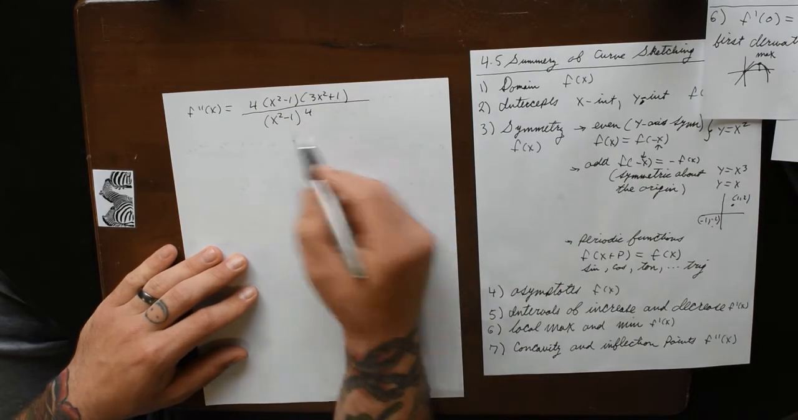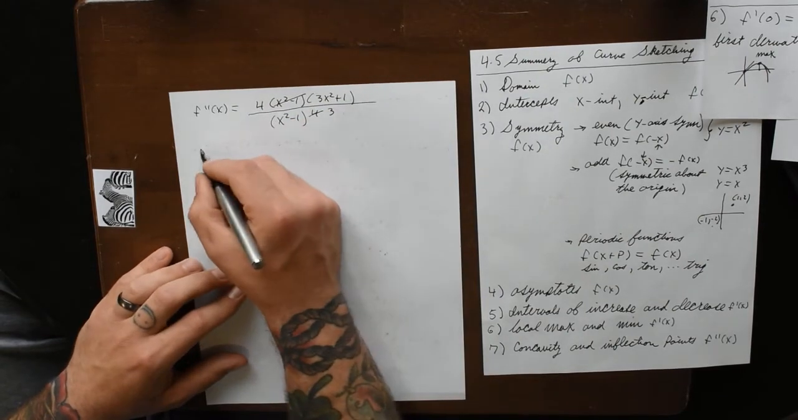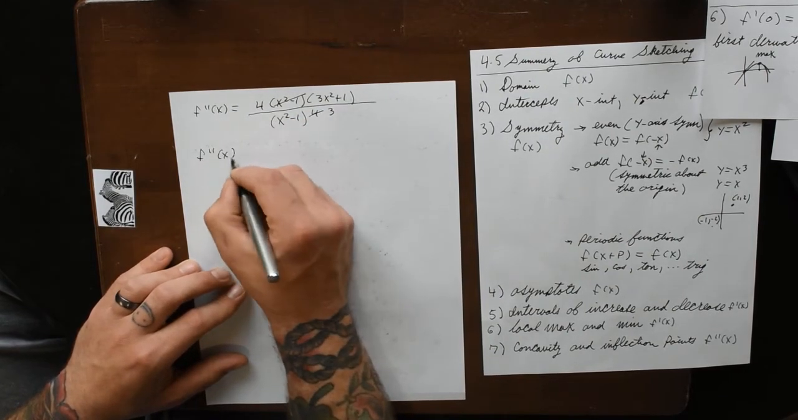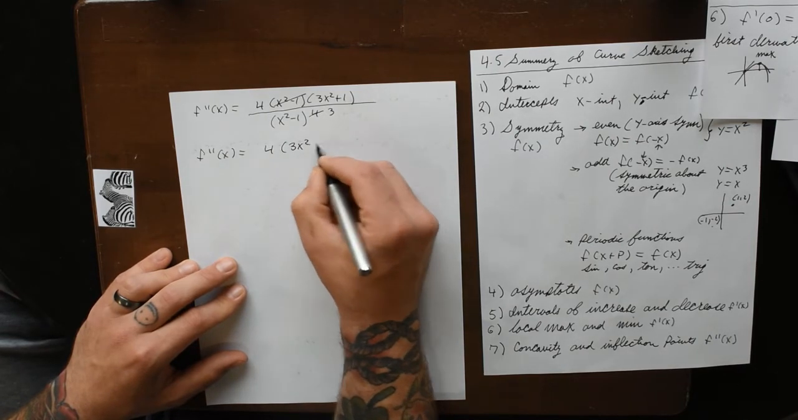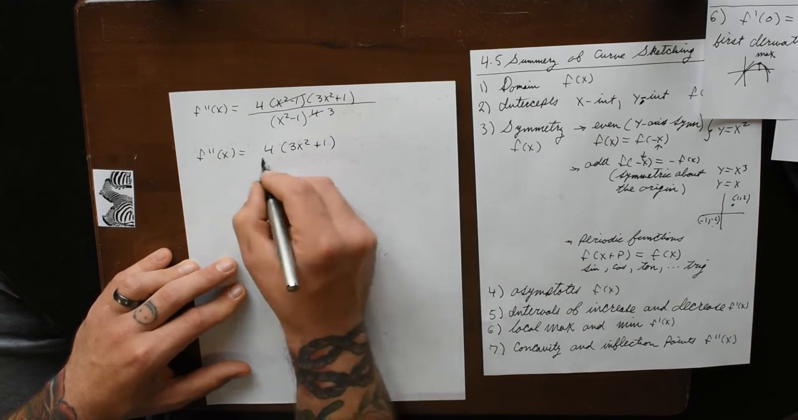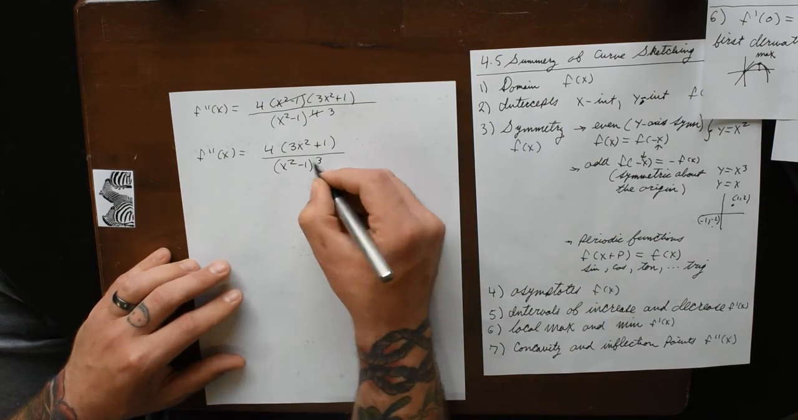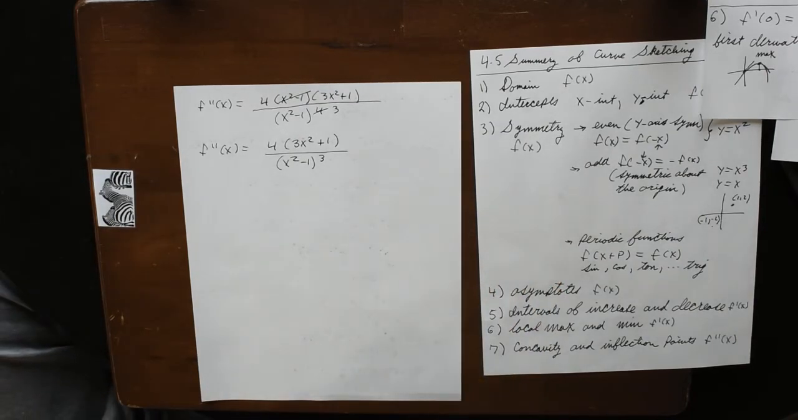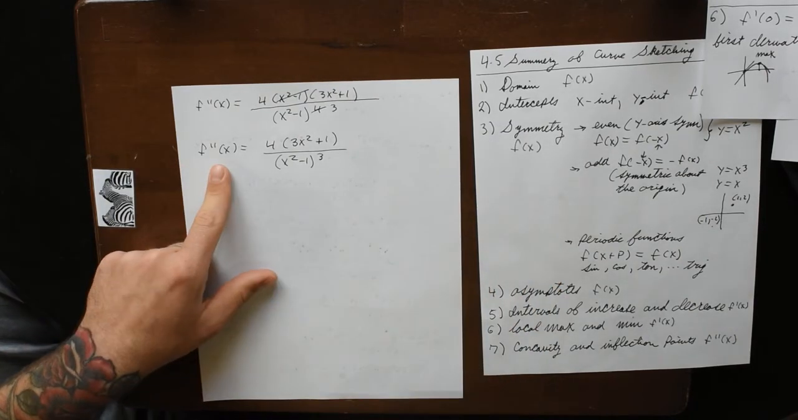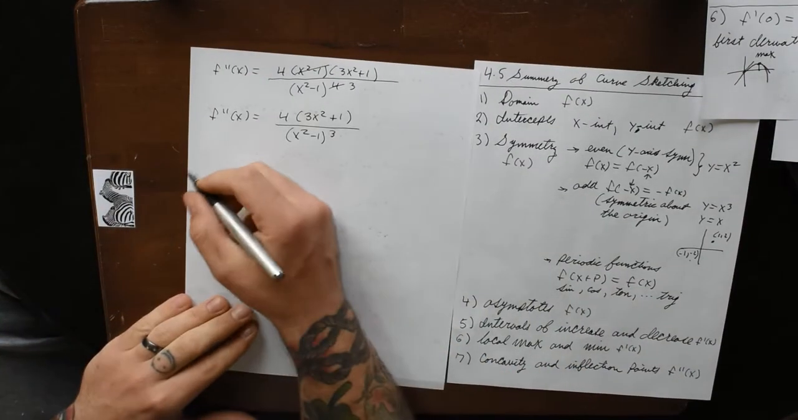This x squared minus 1 is going to cancel out with one of those, and we're left with f double prime of x being equal to 4 times 3x squared plus 1, all divided by the quantity of x squared minus 1 cubed. Perfect. So this is just our second derivative. Now we can finally get on with figuring out concavity and inflection points.